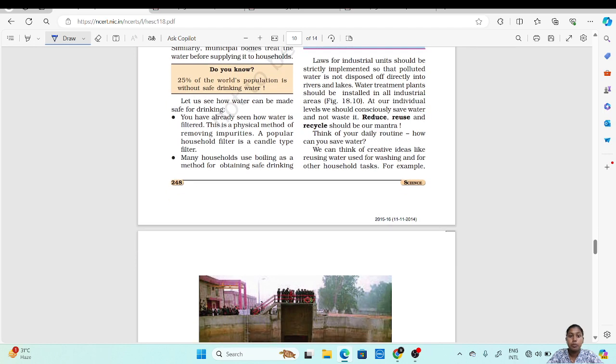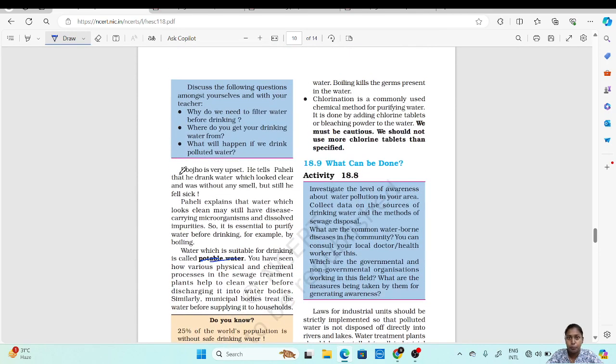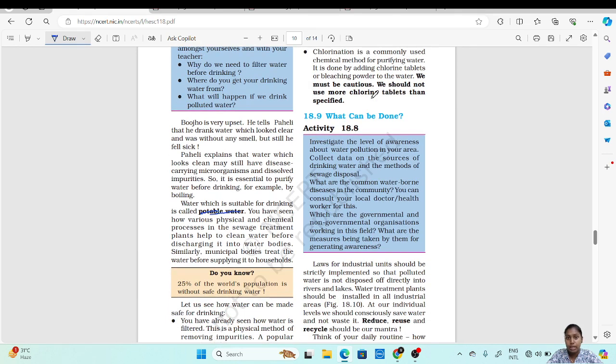So let us see how water can be made safe for drinking. You have already seen how water is filtered. This is a physical method, like the filters that we use at our home. So that is also a way we can filter the water. Many households use boiling as a method for obtaining safe drinking water. Chlorination is also used. The water we get at our home from the tap is treated using chlorine, either by chlorine tablets or by bleaching powder. We must be cautious. We should not use more chlorine tablets than specified.